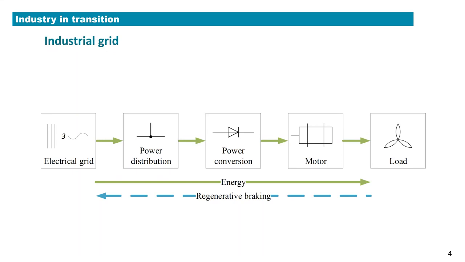And the electrical energy transfers through a power distribution system in your plant. It's distributed towards all the devices that require it. And then very often today it is converted, traditionally from AC, alternating current, which is supplied by the electrical grid, towards something which can actually be used to drive a certain motor, and the motor drives the load.